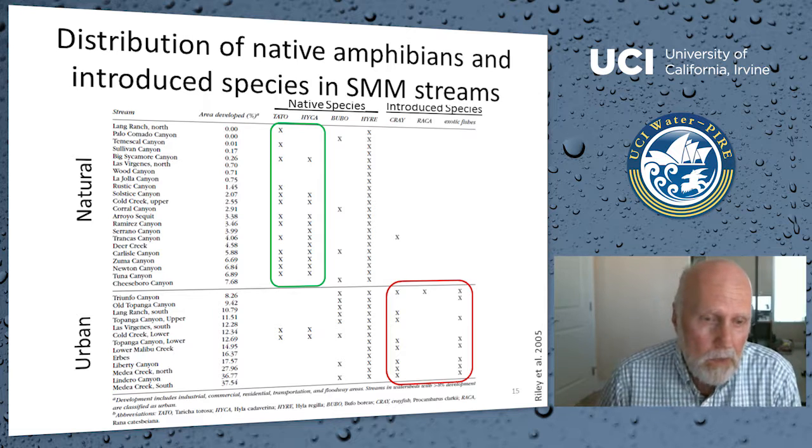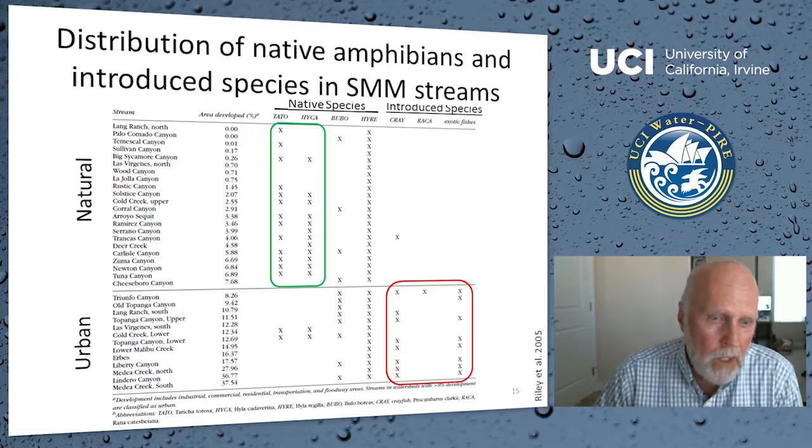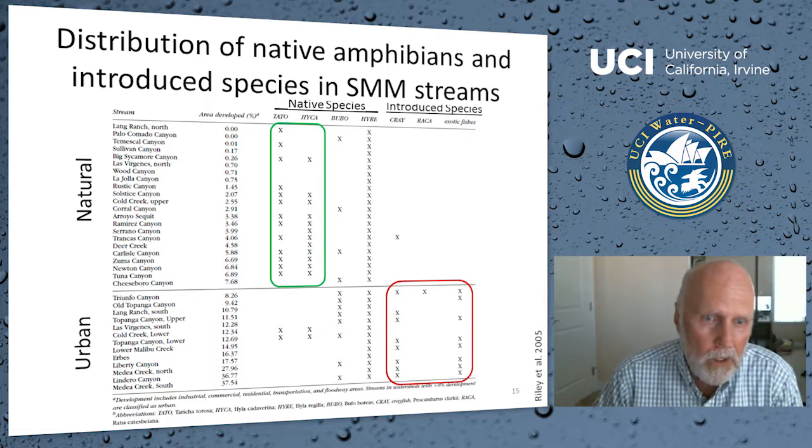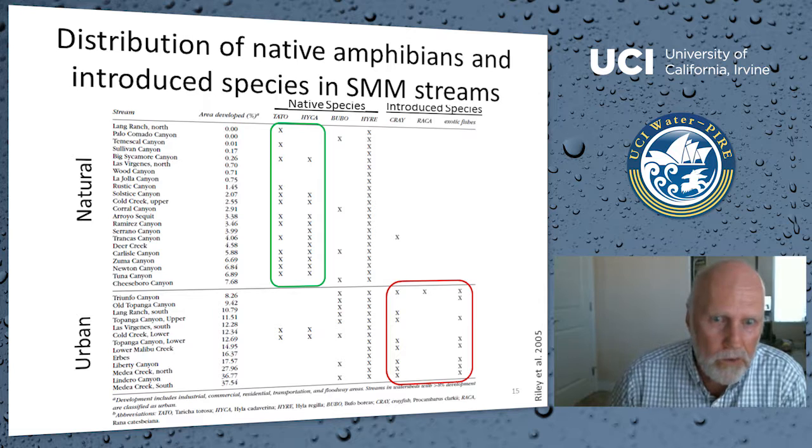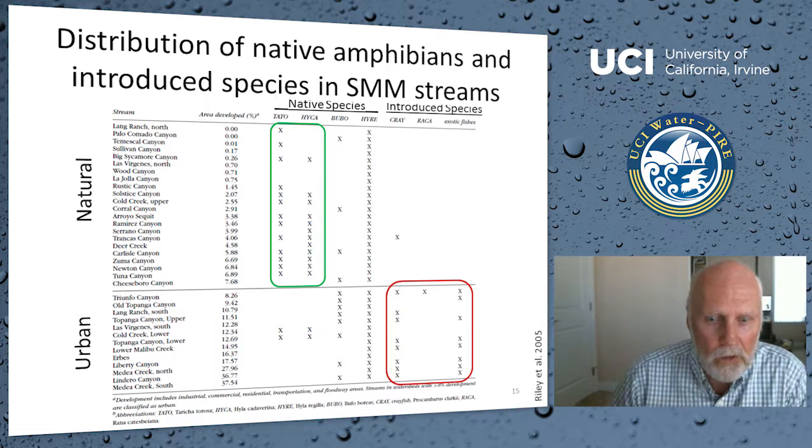And so the physical and chemical changes that happen as a consequence of urbanization are both bad for native species, but it also turns out that they're good for the introduced species. And those introduced species can have a big effect on the ecosystem health, the way that the ecosystem functions.